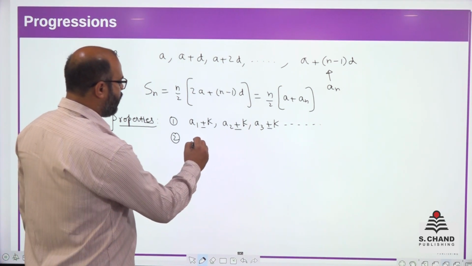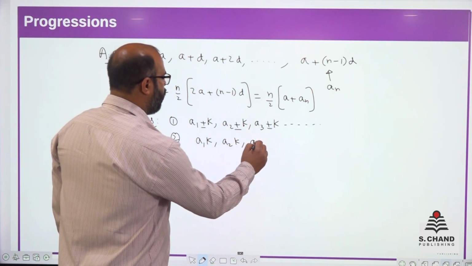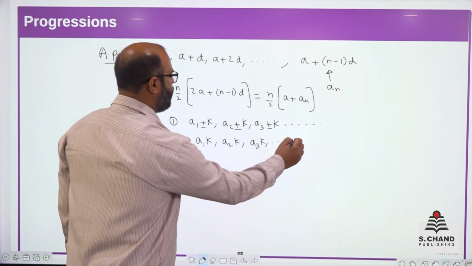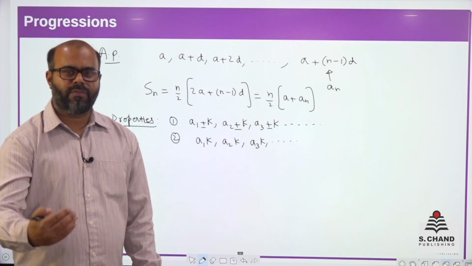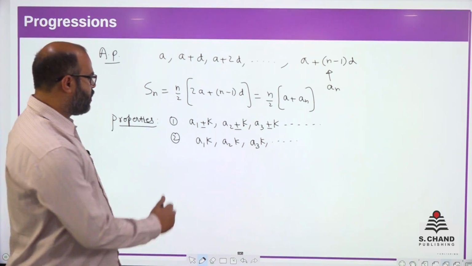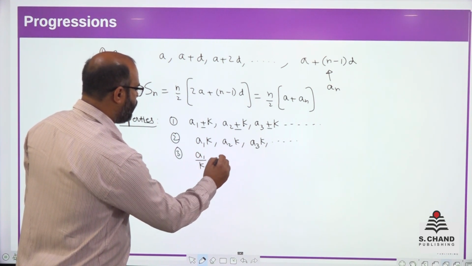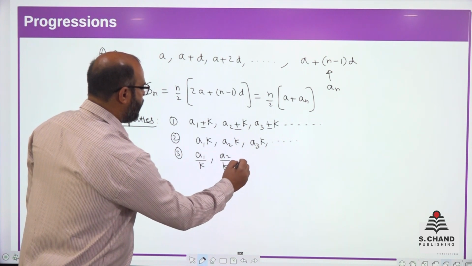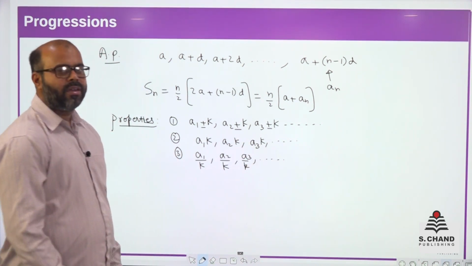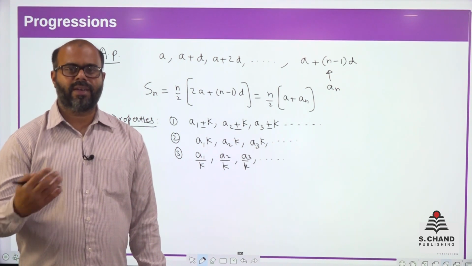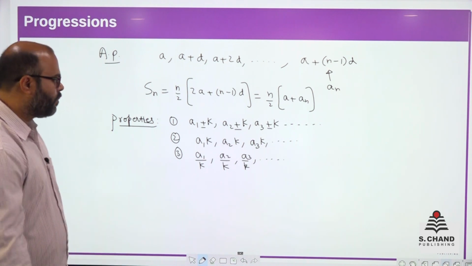If you multiply by a constant k, then also you will get an AP. The only thing is that its common difference is k times the common difference of the original AP. Similarly, if you divide by a non-zero k, then also it will be an AP, and the common difference will be the common difference of the original AP divided by k. So these are some of the properties of AP.